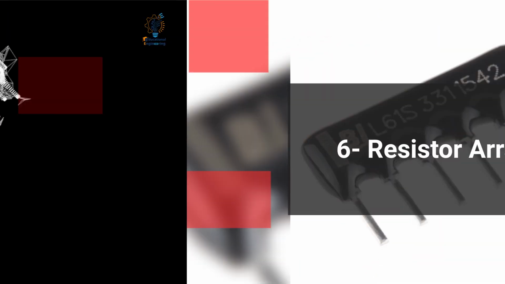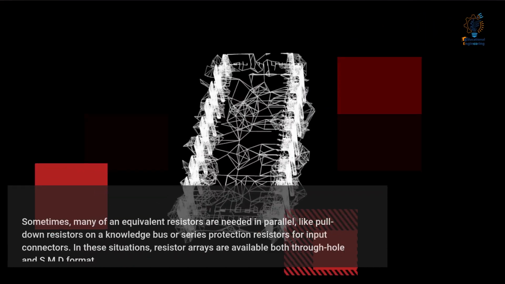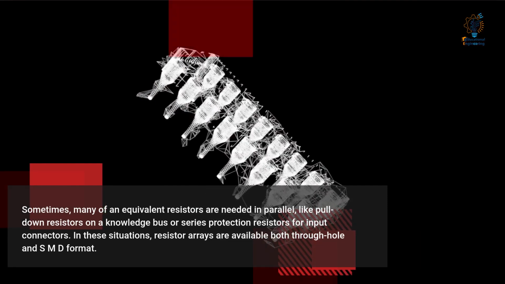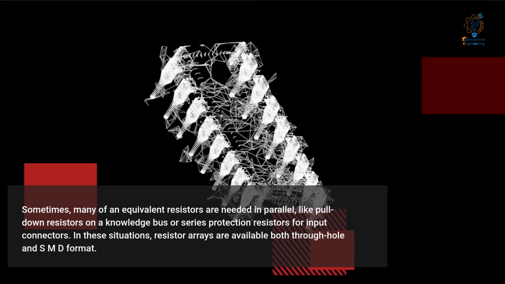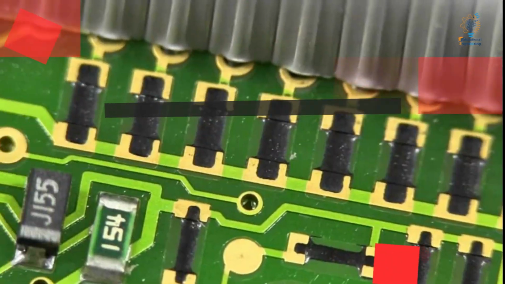6. Resistor arrays. Sometimes, many of the same resistors are needed in parallel, like pull-down resistors on a data bus or series protection resistors for input connectors. In these situations, resistor arrays are available in both through hole and SMD format.